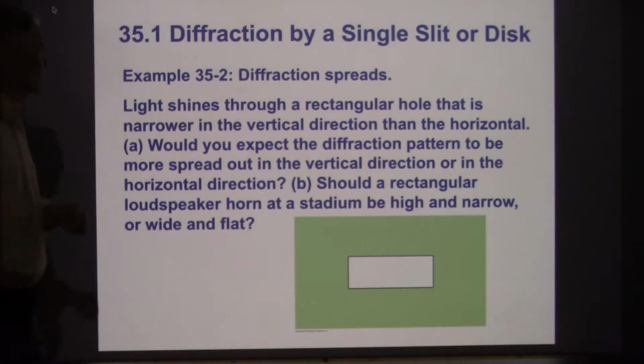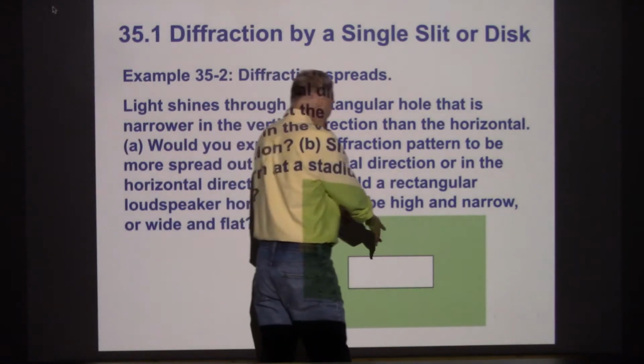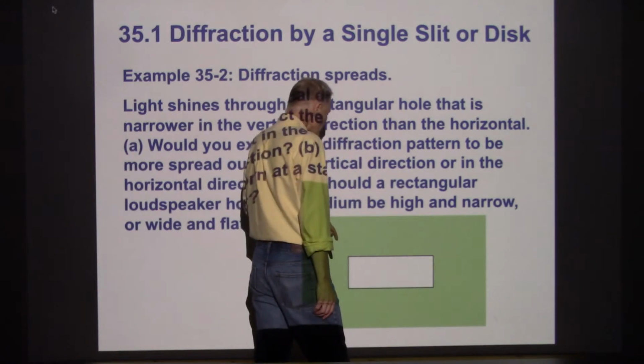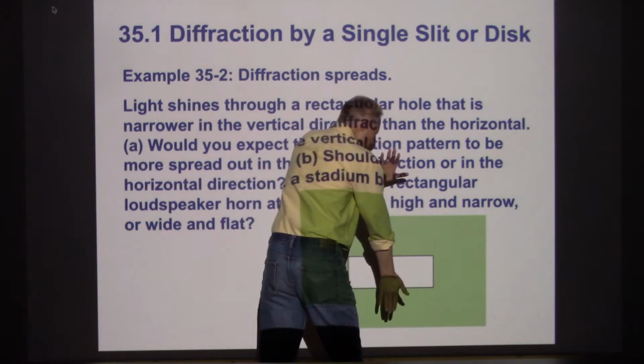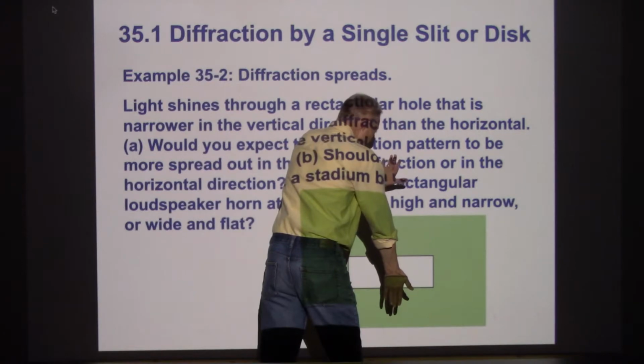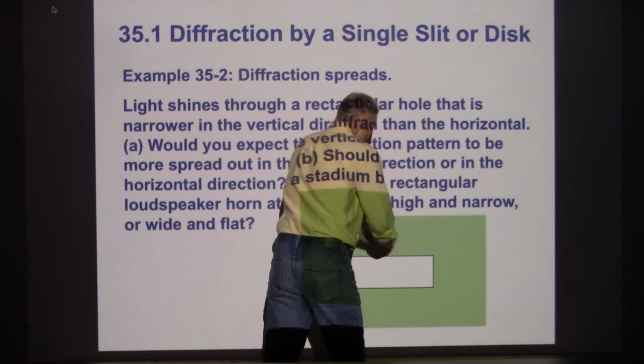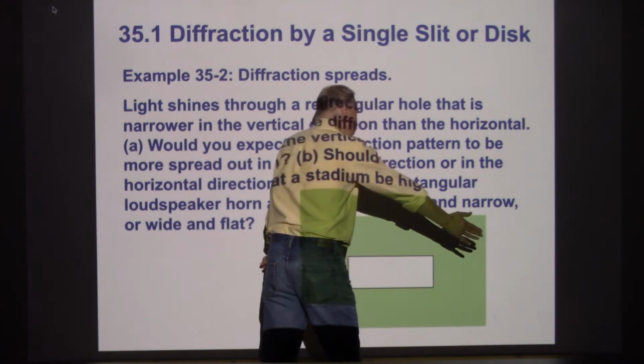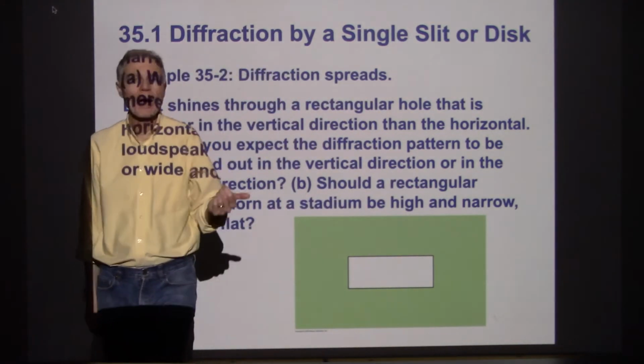So what's going to happen here is this. If we send light through an opening that looks like this, we're going to get more spreading vertically. We're going to get the light spreading up and down on the screen quite a bit, but in the horizontal direction we won't get as much spreading because it's wider.